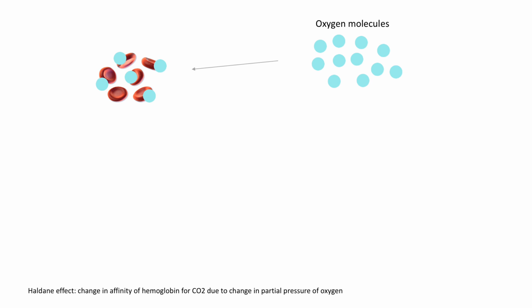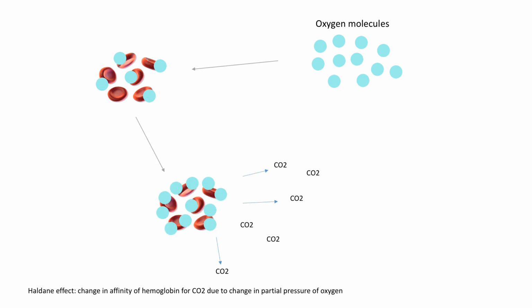So in lungs, when partial pressure of oxygen is high, it reduces affinity of hemoglobin for carbon dioxide, and carbon dioxide is released from hemoglobin and diffuses out of blood. Opposite changes occur in peripheral tissues, where partial pressure of oxygen is low. This increases affinity of hemoglobin for carbon dioxide, and carbon dioxide binds to hemoglobin.